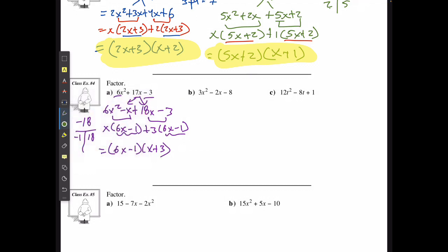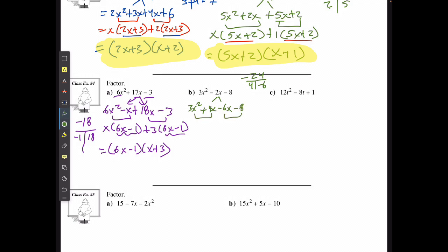For example B, 3 times negative 8 is negative 24. Two factors of negative 24 that add up to negative 2 are going to be positive 4 and negative 6. So I split up the middle term, and I'm going to say that 3x squared plus 4x minus 6x minus 8.